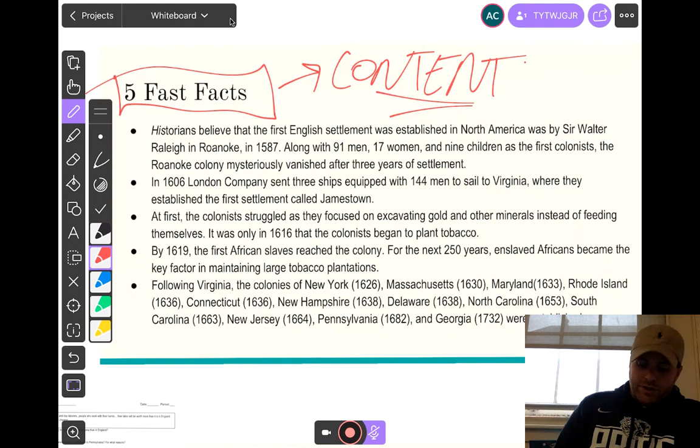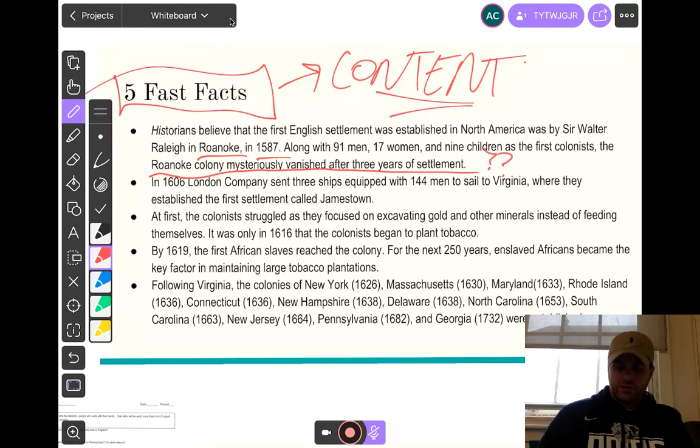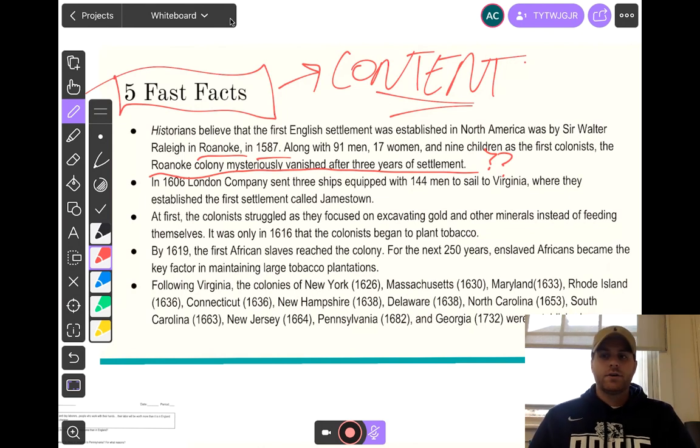Bullet 1: historians believe that the first English settlement established in North America was by Sir Walter Raleigh in Roanoke in 1587, along with 91 men, 17 women, and 9 children as the first colonists. The Roanoke colony mysteriously vanished after 3 years of settlement. So the first attempt to colonize the Americas ends up as a mysterious failure. Over 100 people come across the Atlantic Ocean, they arrive in modern-day Virginia, and after 3 years this establishment disappears. There are a lot of theories out there, but the first attempt to colonize America fails.